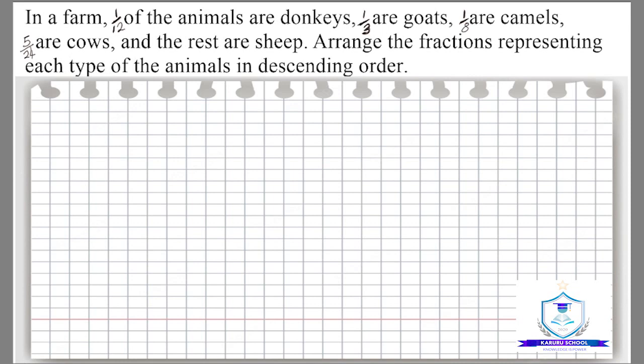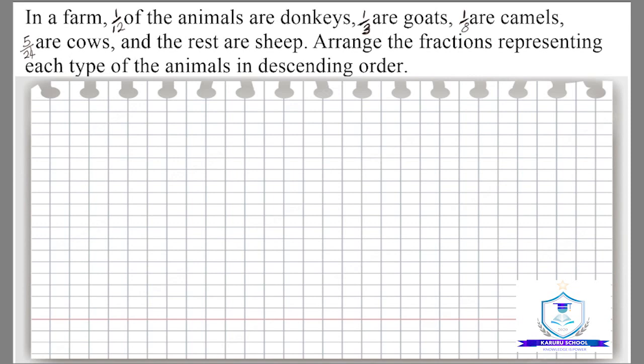In today's presentation, we are going to respond to a question relating to fractions. We are going to arrange the fractions in the question in descending order. The question reads: in a farm, 1/12 of the animals are donkeys, a third are goats, an eighth are camels, and 5/24 are cows. The rest are sheep. Arrange the fractions representing each type of the animals in descending order.